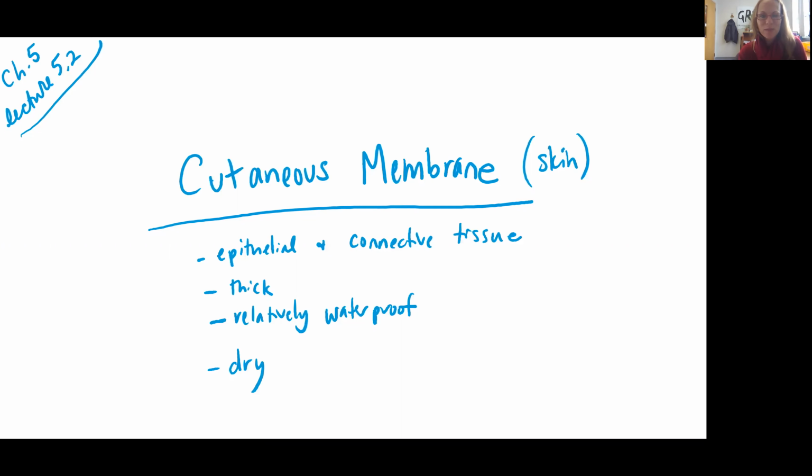Our topic in this video is the cutaneous membrane, which is, of course, our fancy name for the skin, one of the organs that we are the most familiar with since we get to look at it every day. The cutaneous membrane is composed of both epithelial and connective tissues. It's described as thick and relatively waterproof. So we will see some water can cross the skin, but it's pretty limited. And then it's a dry membrane.